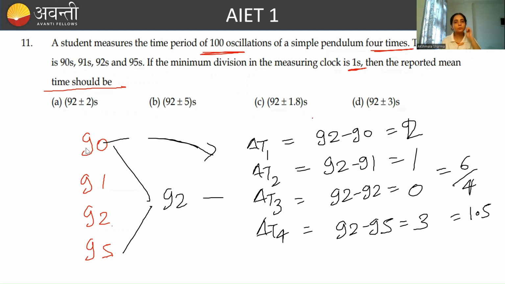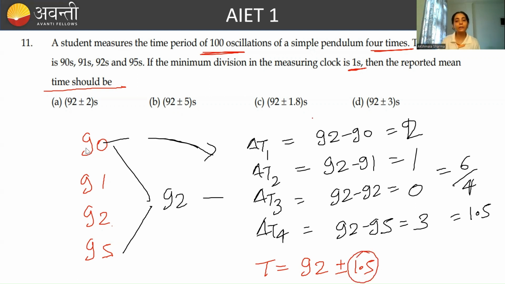1.5. So what should be our value? According to whatever we have studied, the value of time should be the mean value of time, that is 92, plus minus the mean error, that is 1.5. But in the options you can see 1.5 is not given here. So we need to round it.